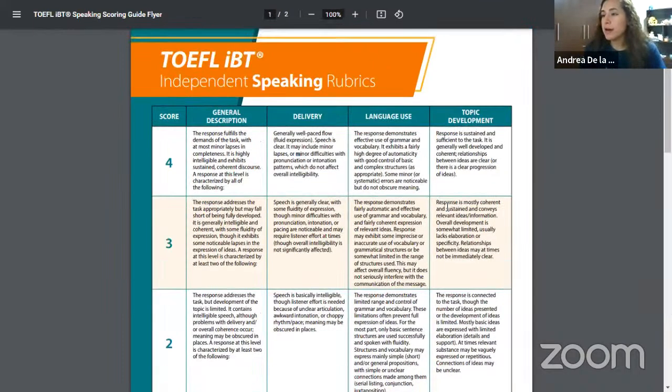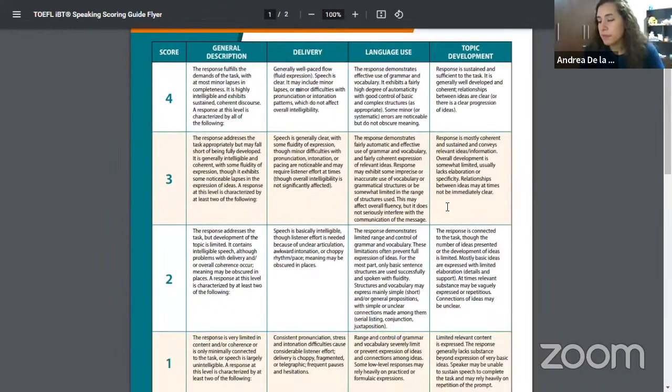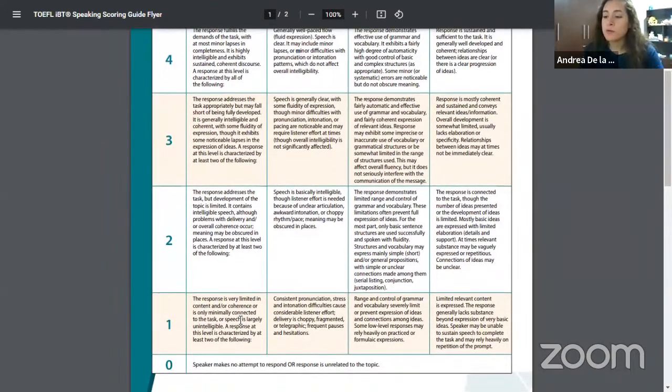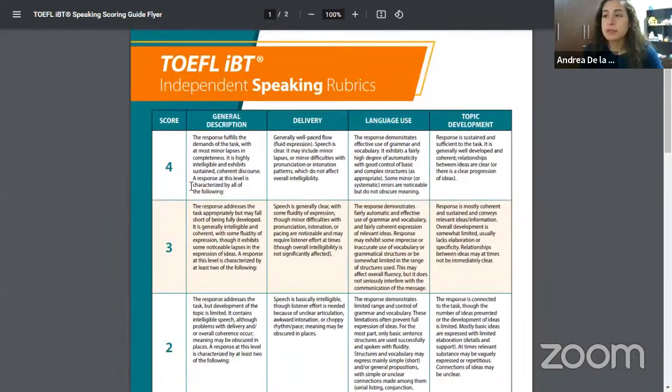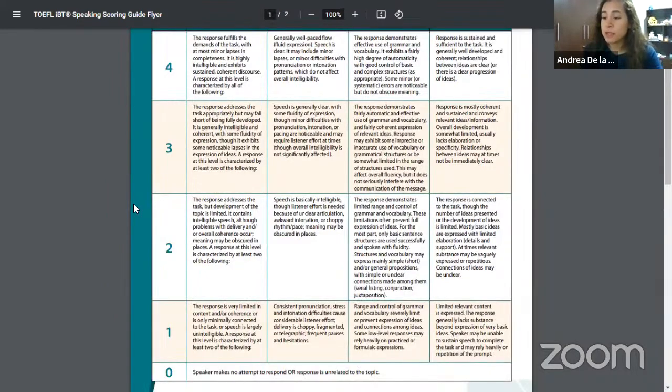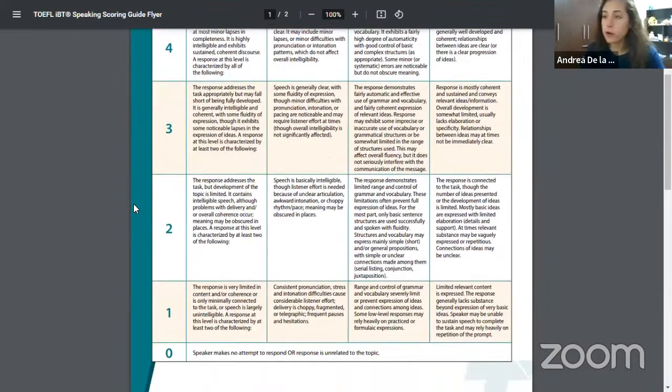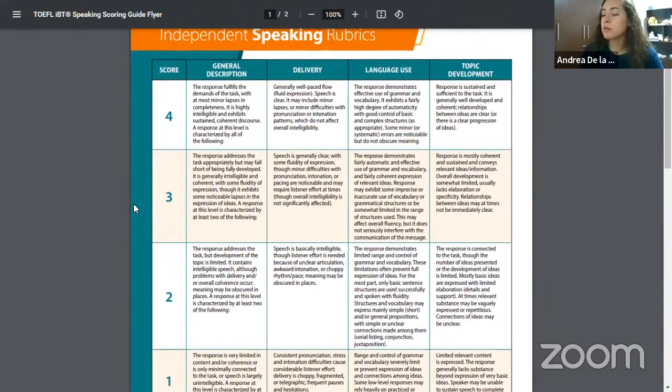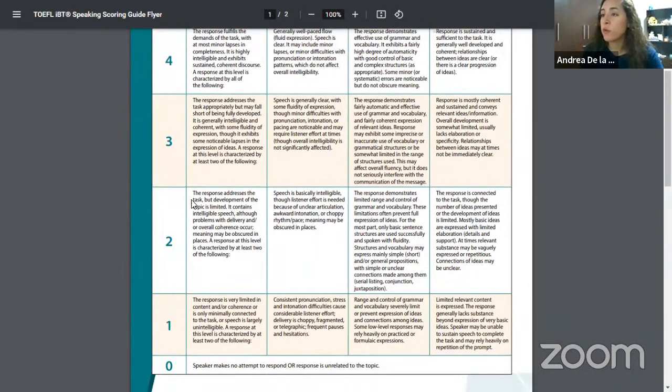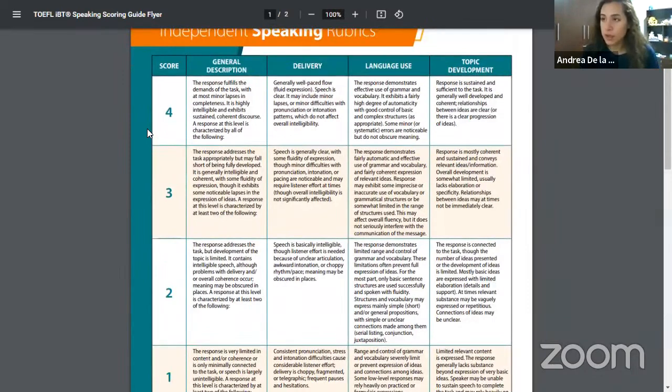Now, as you can see, they want to score your response from 0 to 30, right? It's not like it's going to be, as you may imagine, from 0 to 30. But instead, they will grade your response on a scale from 0 to 4. And it's kind of like levels: level 4 response, level 3 response, level 2, level 1, level 0.